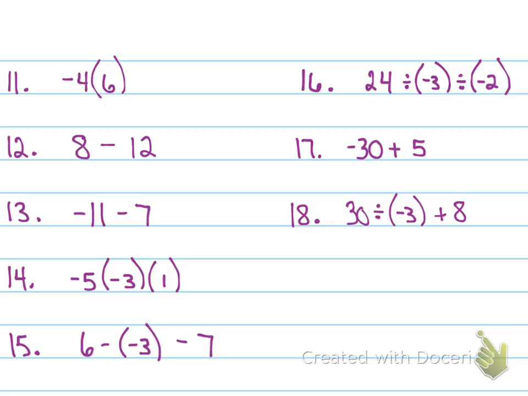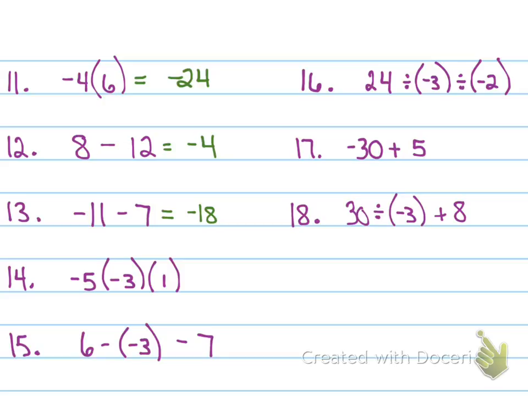Right, so when I'm multiplying, I apply my even-odd rule. My answer is positive or negative 24? Negative, because I have one negative, so my answer is negative. What about 8 minus 12? Negative 4, very good. Subtract and take. What about negative 11 minus 7? Negative 18. They are both negative. You add and keep. Add and keep.